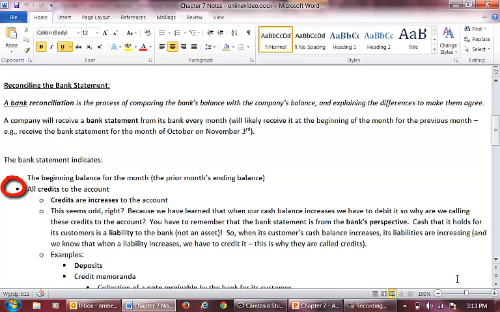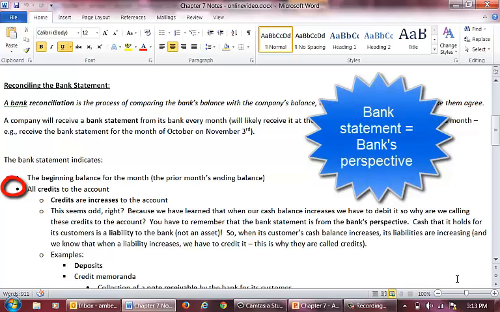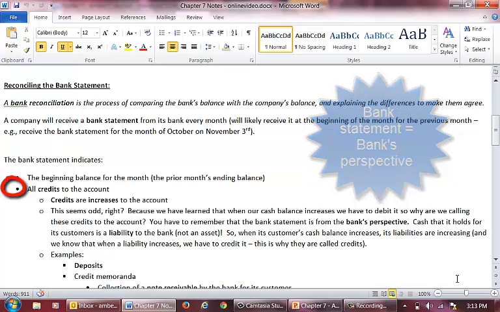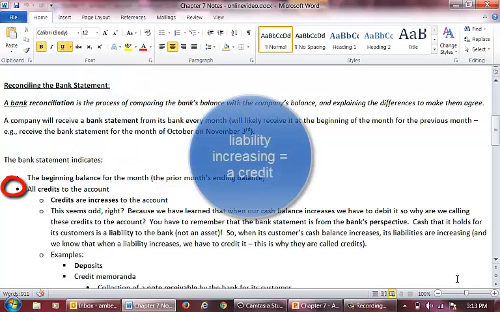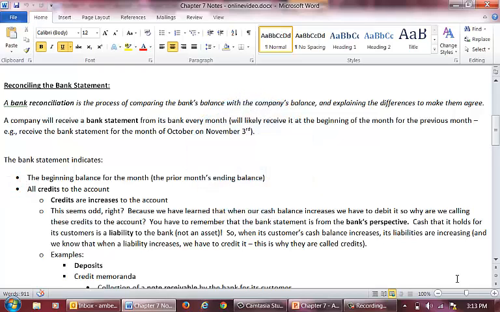Well, you have to remember that the bank statement is prepared from the bank's perspective. Cash that it holds for customers is a liability to the bank. This cash belongs to the bank's customers, not the bank. So when a bank's customer makes a deposit, the bank's liabilities are increasing because it now has to hold more money for its customer. We know from Chapter 3 that when a liability increases, we must credit it. Thus, increases in customer balances are called credits.